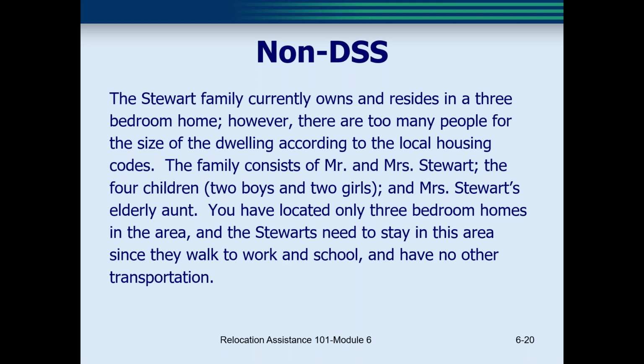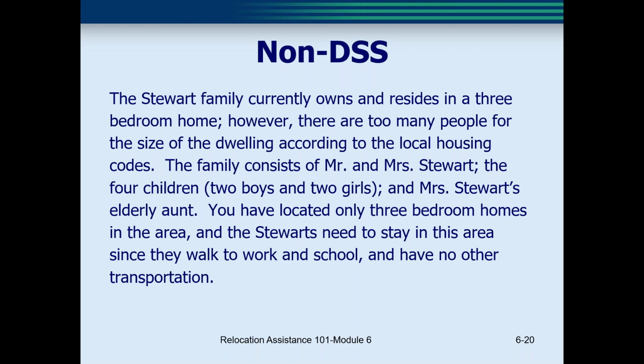So here's a suggested solution. The agency may add a fourth bedroom to a comparable three-bedroom dwelling. Remember, we talked about that being one of the options. The agency would add the estimated cost of constructing the additional fourth bedroom to the cost of a comparable replacement dwelling to compute the total cost of the comparable and the maximum price differential payment.